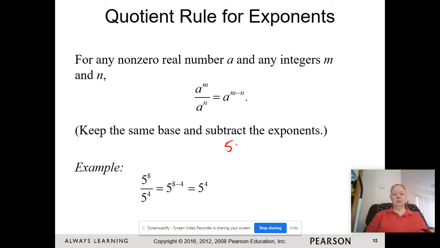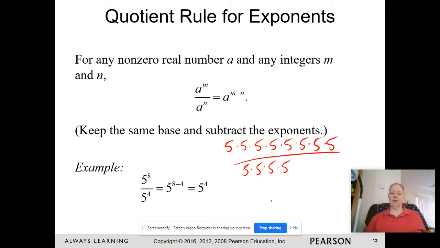So if I write 8 fives, let's see, 1, 2, 3, 4, 5, 6, 7, 8. All right. And then 5 to the 4th, 1, 2, 3, 4. Okay. So if I have 8 fives divided by 4 fives, what I can do is I can kind of divide them one at a time. Well, two at a time, I guess.